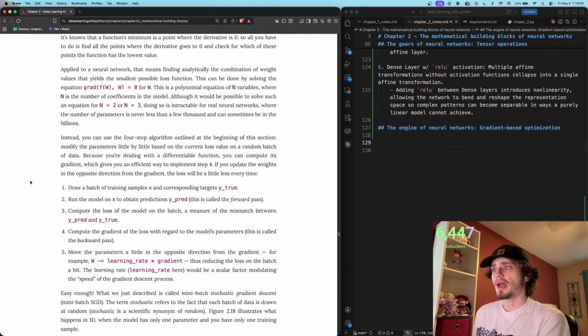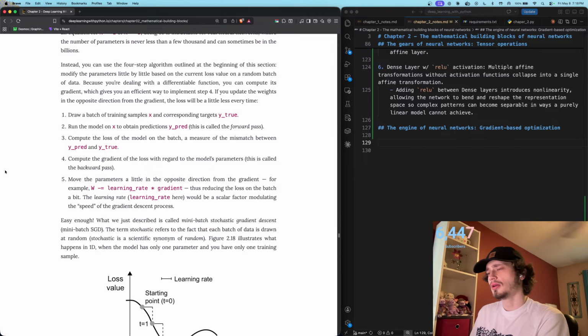You run the model on x, the training samples, to obtain predictions, y_pred. This is called the forward pass, right? We compute a loss on the model between the predictions and our true targets. We compute a gradient of the loss. So we compute, okay, does this loss have magnitude, a negative gradient downwards? As we take steps and adjust these batches, does our gradient, or whatever, I'm not sure exactly. This is called the backward pass.